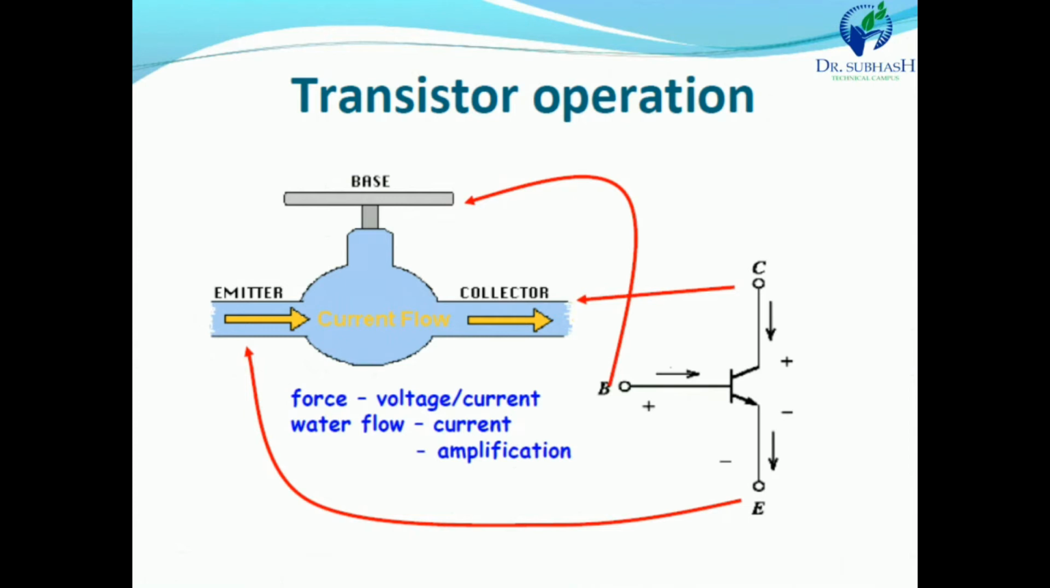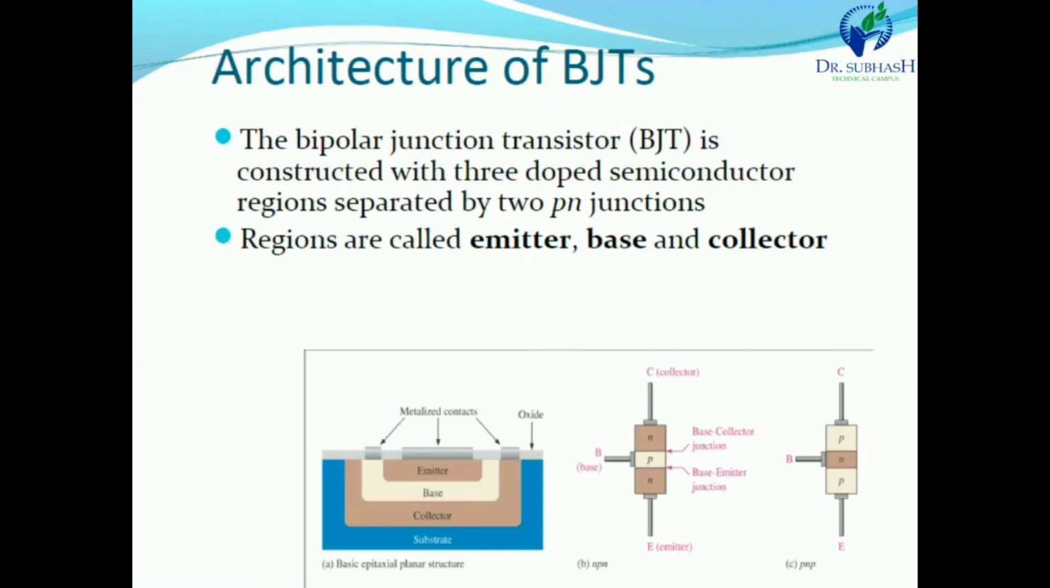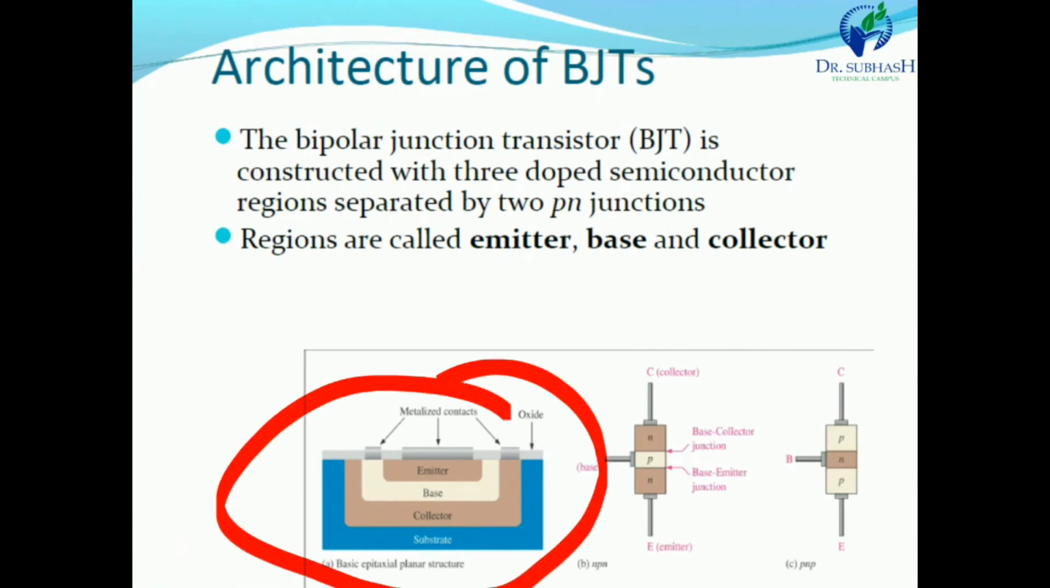Here if we give some force to the base, then according to the force to the base, the current flowing from emitter to base is changed according to the base current. So we can say that this is the current control device, and this is easily understood using this figure. Now the architecture of BJT: if you want to design a BJT, then using this structure we can understand the architecture of BJT.